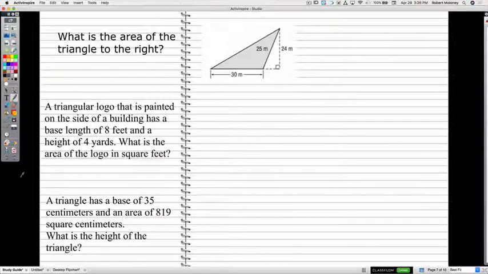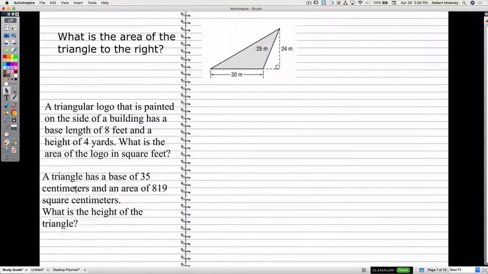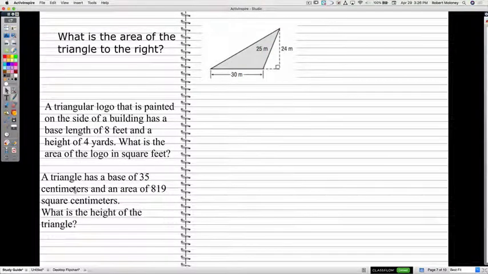All right, so let's talk through the last few problems we didn't have a chance to finish in class. I want you to just watch the video, and then I'm going to let you think through how we did these. So we're going to start with this one down here. We're going to work on the triangular problem with a base of 35 centimeters and an area of 819 square centimeters. I want to figure out the height.